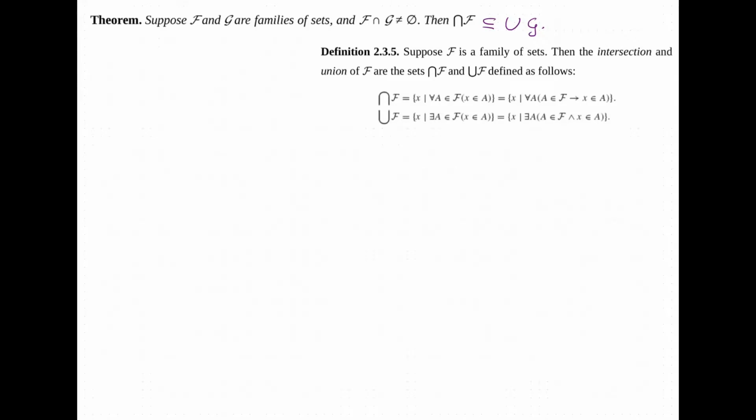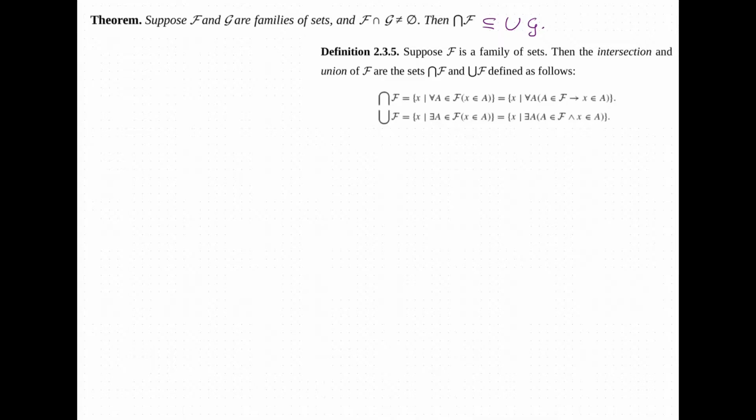The next statement we're going to do is also from the text, so it's the following theorem. We have two families of sets, F and G, and we are given that the intersection of F and G is non-empty. We want to show that then the intersection of the family of sets F is inside the union of the sets in G. So how do we go about this?